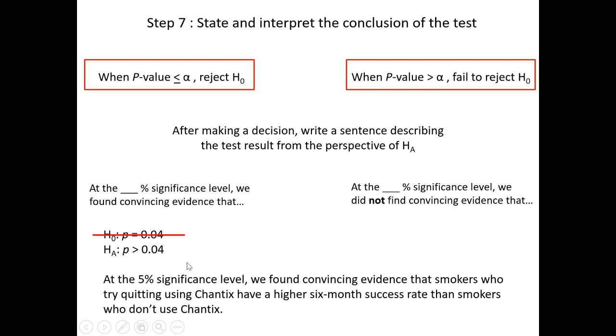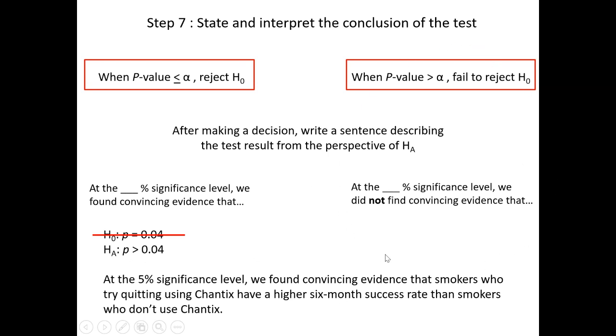So I might say something like, at the 5% significance level, we found convincing evidence that smokers who try quitting smoking using Chantix have a higher 6-month success rate than smokers who don't, because we've shown that the proportion is greater than 0.04.